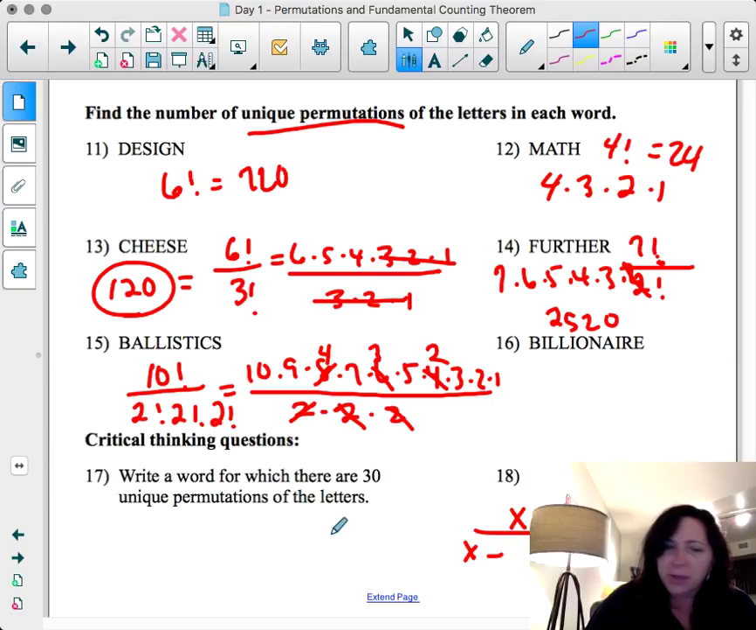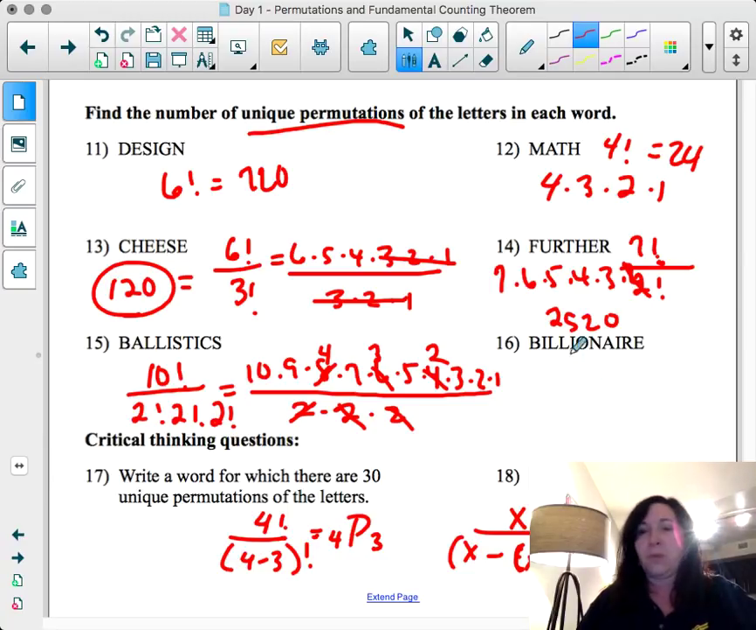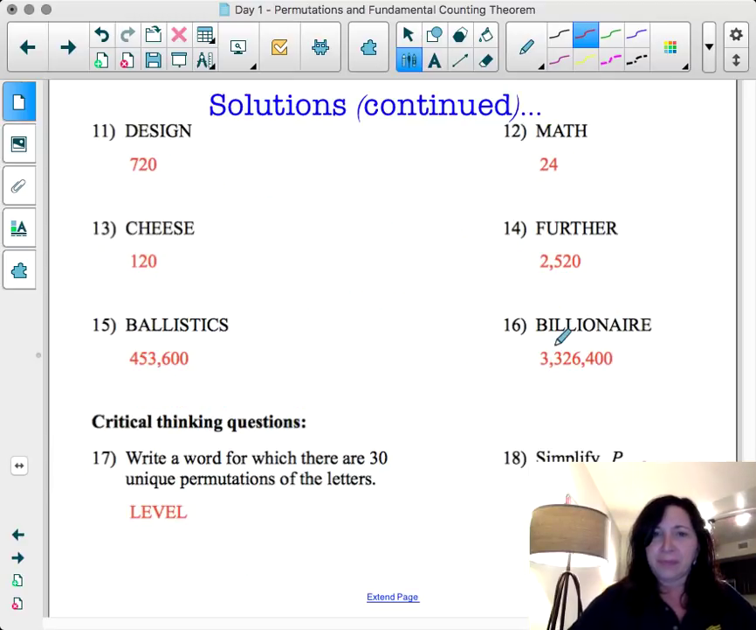So like if this was 4 permutations of 3, remember that would have been 4 factorial over 4 minus 3 factorial. So this is x factorial over (x minus 2) factorial. And so when it's all said and done, you're going to get this design 720.